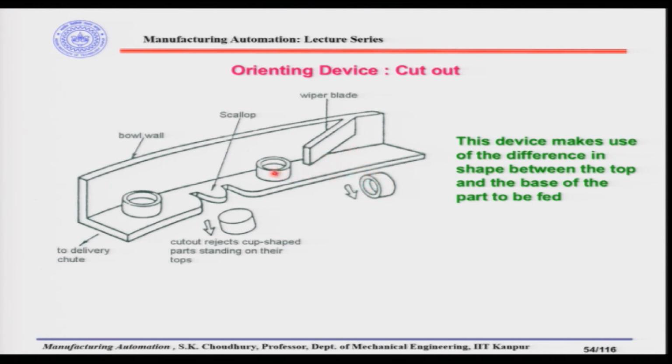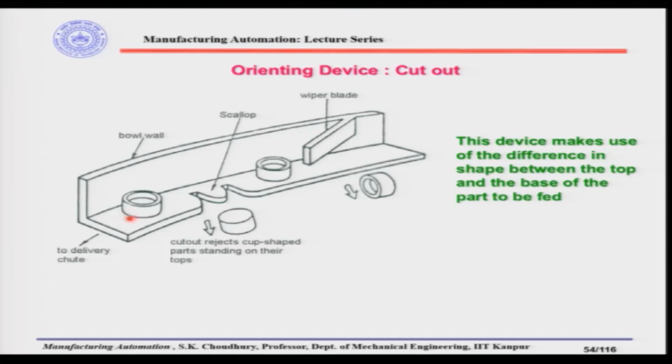All other parts which are lying like this or like this will be able to negotiate this path and they will come here, because these kinds of parts will not be able to negotiate the space given between the wiper blade and the track. So, after the wiper blade, all the parts will be either heavy side down or heavy side up. Now, our desired orientation, let us say, is heavy side down. We want all the parts to come out of the bowl feeder with the heavier side down. Therefore, all the parts which are coming with the heavier side up have to be rejected or reoriented.